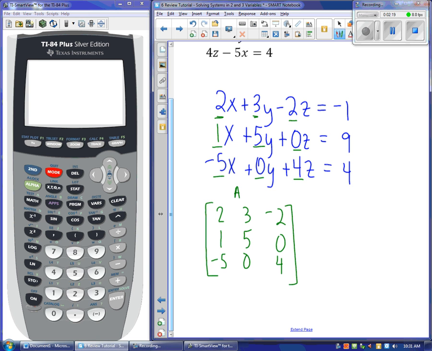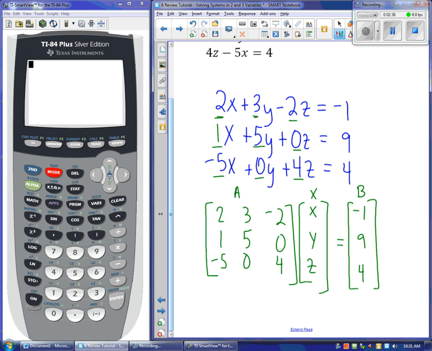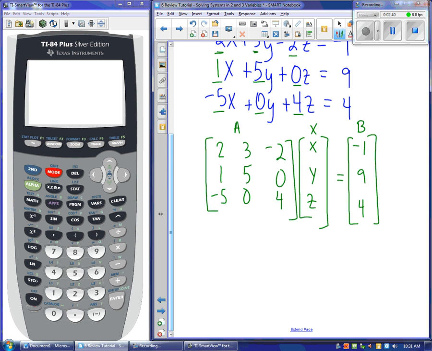If I take this coefficient matrix, I can multiply it by my variable matrix, x, y, and z, and that's going to be equivalent to my solution matrix. And I'm just going to call my solution matrix B. Negative 1, 9, and 4. And if I want to solve this system using matrices, I can use the matrix operation A inverse times B. And that will give me the solutions.